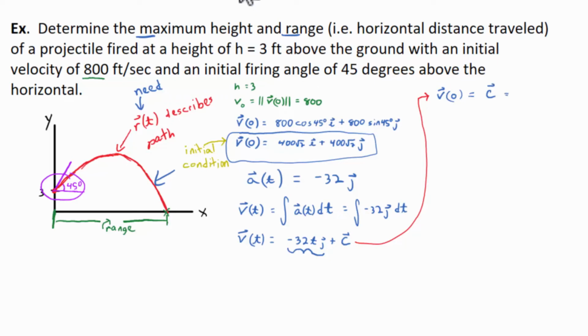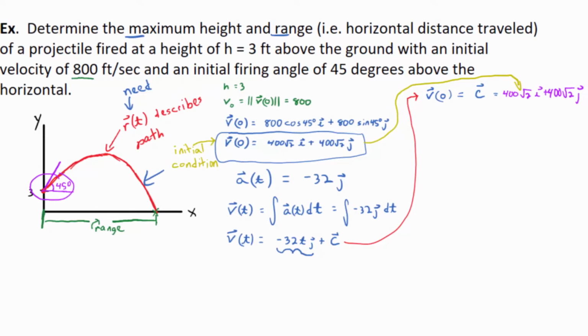But wait a minute, I know from up here that c should be v of 0, which we obtained earlier. So that's going to be 400 rad 2 i plus 400 rad 2 j. Does everybody buy that? Now let's put it back together then. Looking at this and what we just got for C, what is V of t?